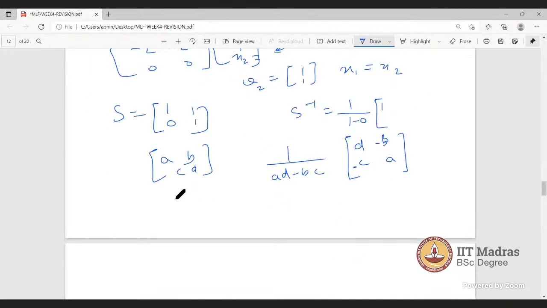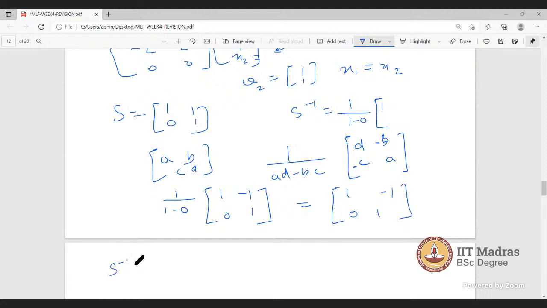So it will be 1 upon 1 minus 0, and then interchange the diagonal. 1, 1 remains same, B becomes minus 1, and C becomes 0. So this is 1, minus 1, 0, 1. So I'm assuming we have calculated the inverse correctly.